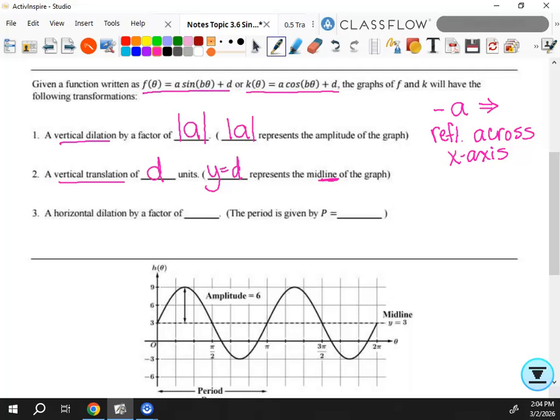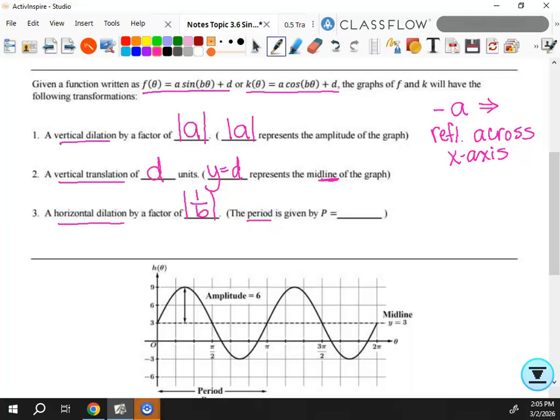Then horizontal dilation. Remember, x is a liar. Theta is our trig version of x. He's just as bad as x is, so he's also a liar. So even though we see a b in here, the dilation factor is actually the absolute value of 1 over b. And again, it's the absolute value because if it was negative, we'd have a reflection. This is tied to the period. It does not represent the period.